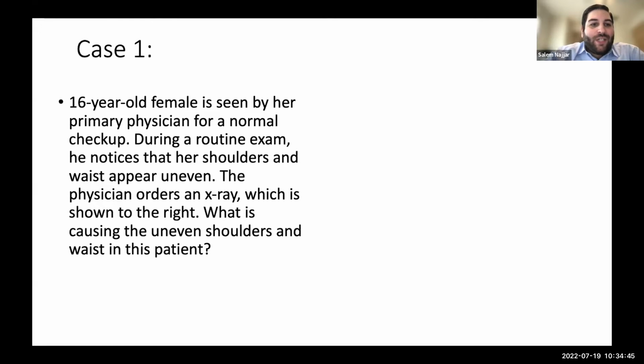So first case is a 16-year-old female who is seen by her primary physician for a normal checkup. During a routine exam, he notices that her shoulders and waist appear uneven. The physician orders an X-ray, which is shown to the right, and I'm going to show that. What is causing the uneven shoulders and waist in this patient? Before I show the X-ray, let's see very quickly what you have on your working differential. Scoliosis. Wow, you guys are good.